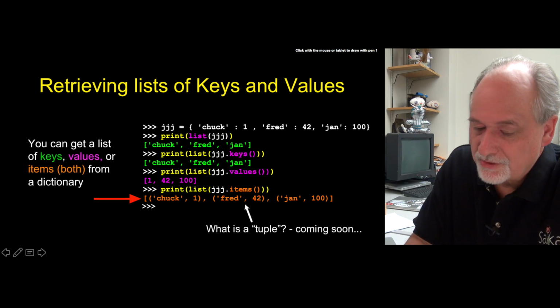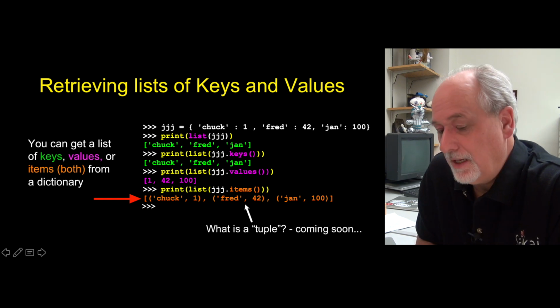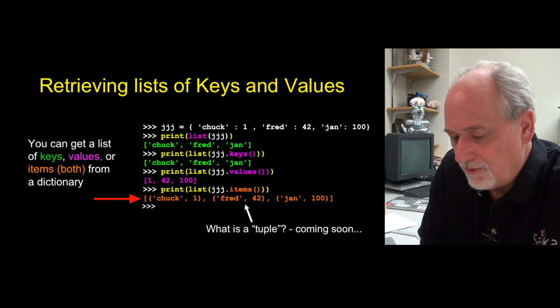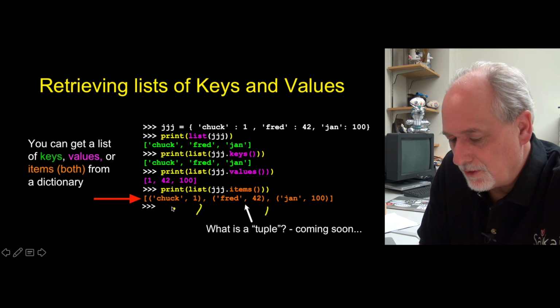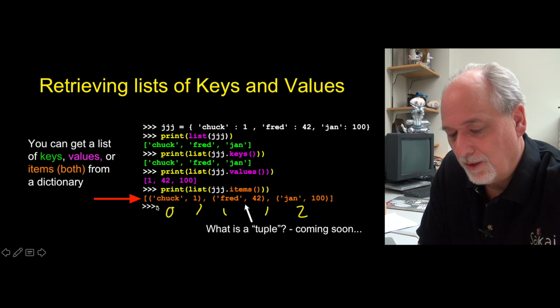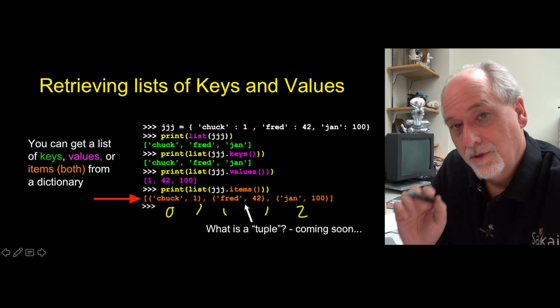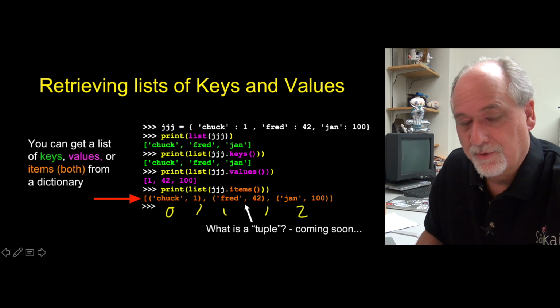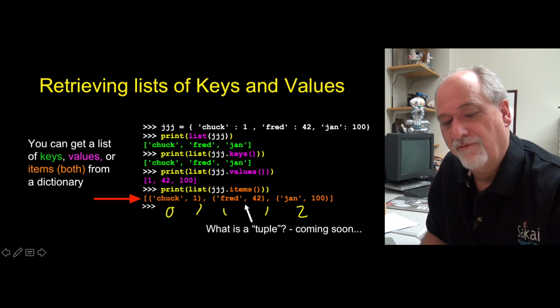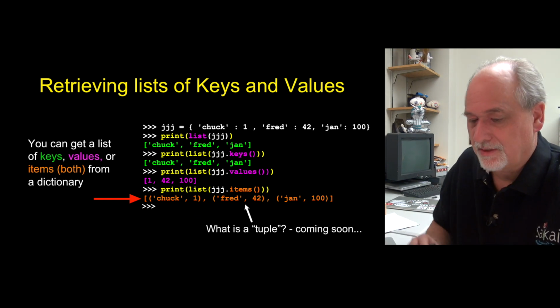This is our first really composite, combined data structure, where it is a list, a 3-item list, 0, 1, 2, and inside that there are what are called 2-tuples. Jan maps to 100, Chuck maps to 1, Fred maps to 42. Coming up next, we're going to have a whole chapter on that, so just take a look at that for the moment, and we will come back to that in some detail later.